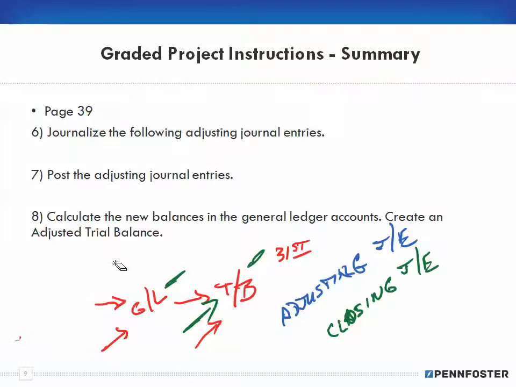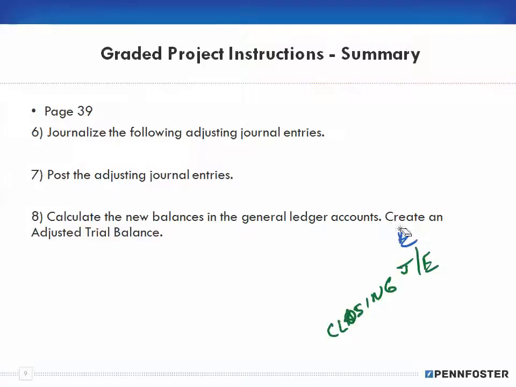So now, on page 39, let me erase all of this. On page 39, step number 6 says journalize the following adjusting journal entries. Well, there's 3 of them, A, B, and C. You're going to do that same exact thing that you did way back when you were making your journal entries for the transactions A through I. Okay, once you've done that, now you have to post the adjusting journal entries.